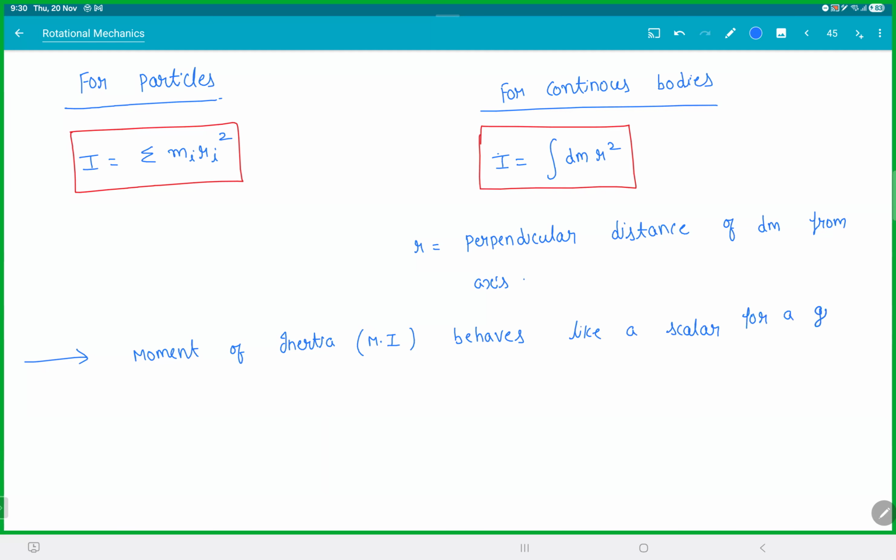So you cannot add Ix and Iy directly. Suppose there is one axis here and another axis there, you can't add them. But about the same axis, you can keep adding them for a given axis of rotation.